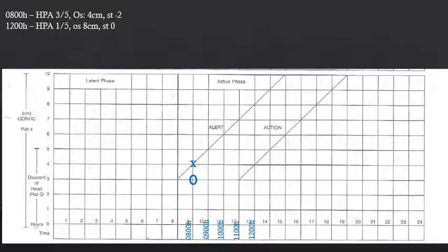Then subsequently, 4 hours later, you review, head per abdomen is 1/5, os is 8 cm, station is 0. So this is where you're supposed to plot 8 cm. The head per abdomen is 1/5. Then subsequently, you review back in 2 hours time because from 8 to 10 cm is 2 cm apart, so you expect 1 cm per hour, so you review back in 2 hours.